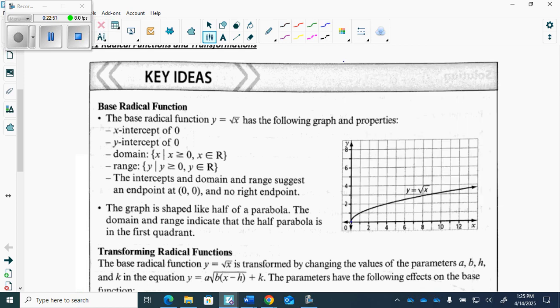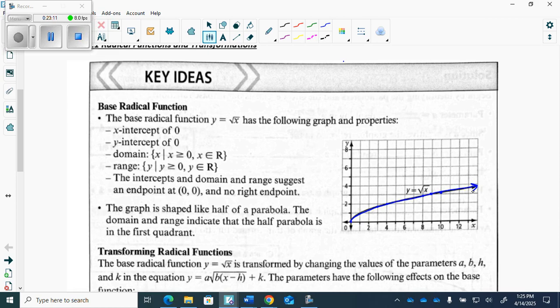0, 0, 1, 1, 4, 2. Now the square root of 3 is 1.73, so it does get you other ones. It's not just perfect squares. Square root of 8 is here, square root of 9 is 3, square root of 10 is a little more than 3, you know what I mean? And that's your parent function, your y equals root x graph. So this is the one that we're going to be moving.